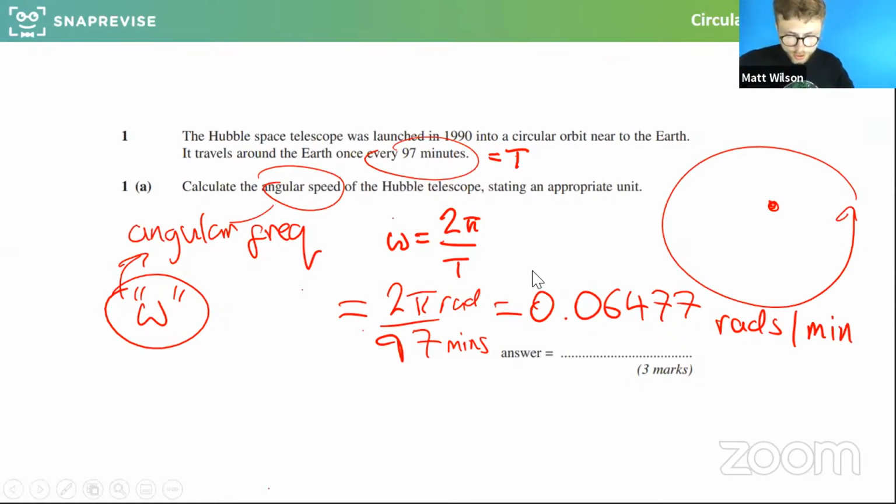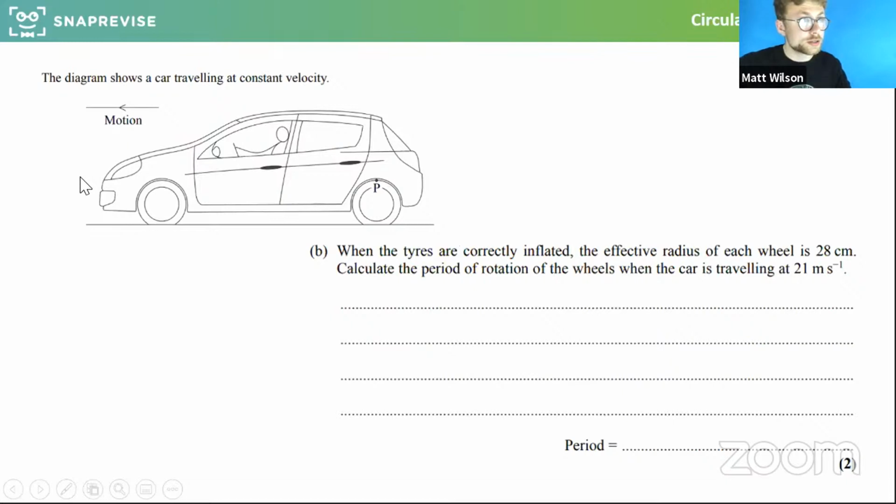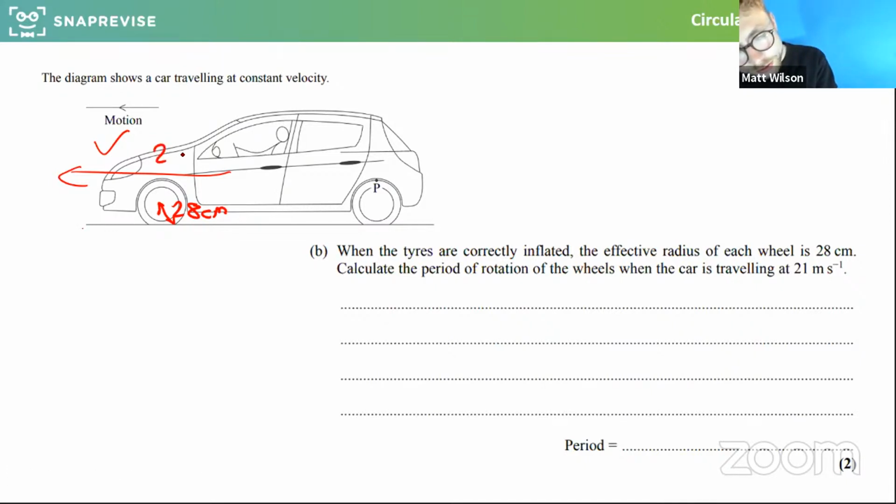Perfect. Okay, so next question, and this is quite a nice one actually. The diagram shows a car traveling at constant velocity. Okay, so it's moving along at some velocity v. When the tires are correctly inflated, the effective radius of each wheel is 28 centimeters. So, okay, let's draw that on. Here we have 28 centimeters. Calculate the period of rotation of the wheels when the car is traveling at 21 meters per second.